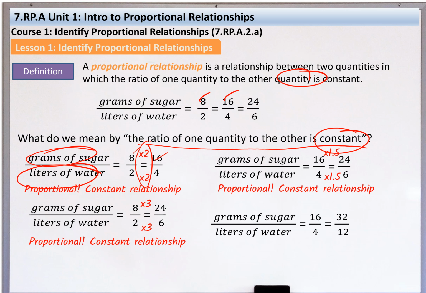6 to 4, 32 to 12. 16 times 2 gives me 32. But I have to multiply 4 times 3 to get 12. That's not constant. That's not a proportion.